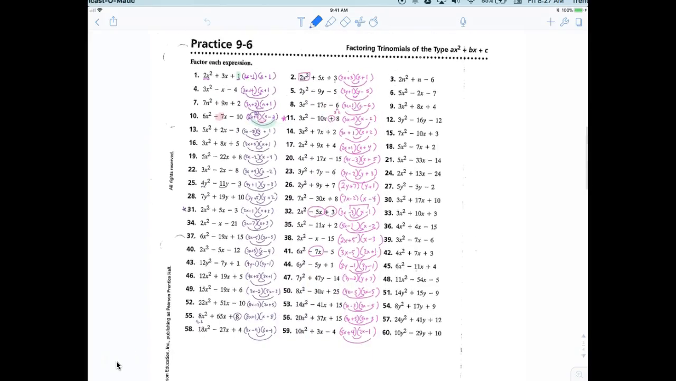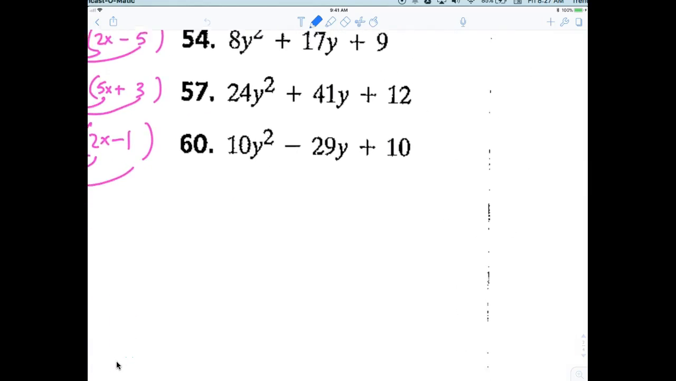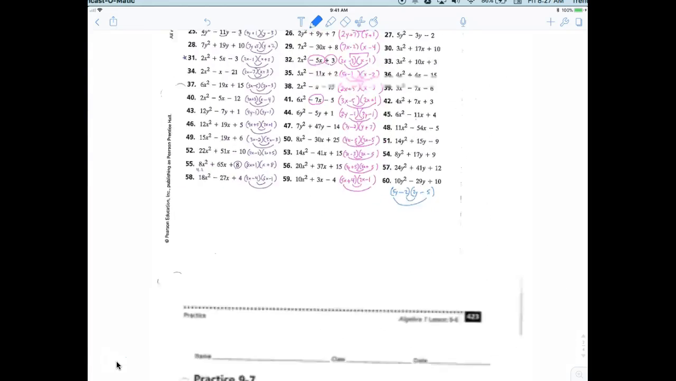So on this page right here, which one? 60. It's 60. I'm assuming because it's 10y squared, I would do 5y and 5y, 2 and 2. Oh, that's what I said. Yeah. 5y and 2y, and the 2 and the 5, right? 4 and 25 make 29. Oh. Yes. 25? 24. 24. Here we go.